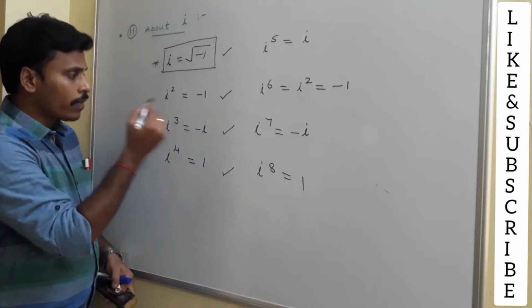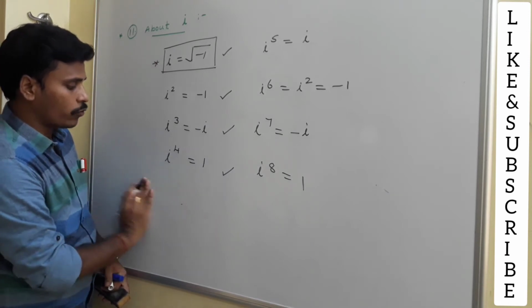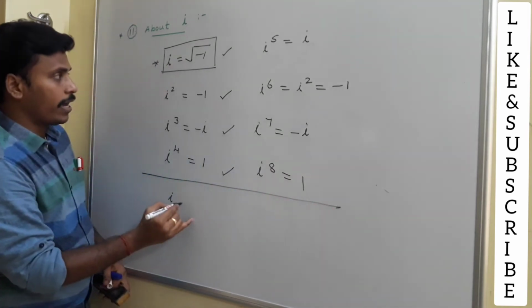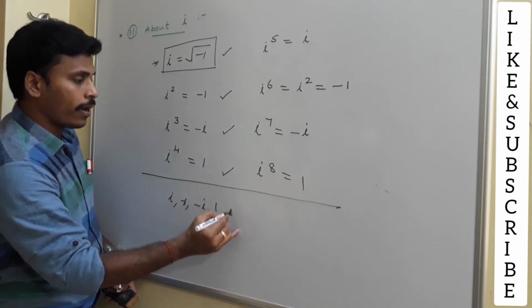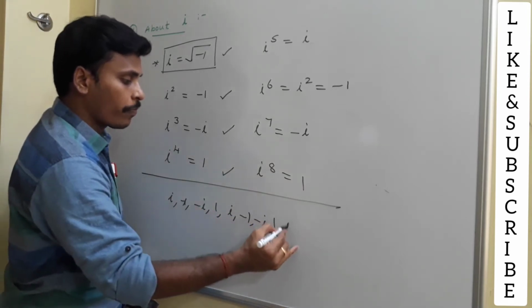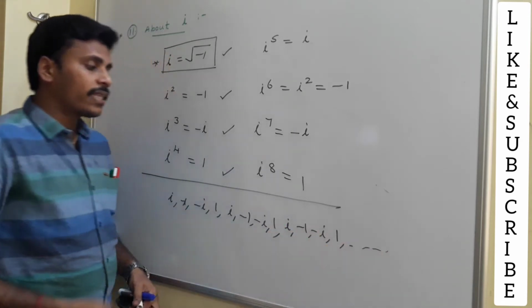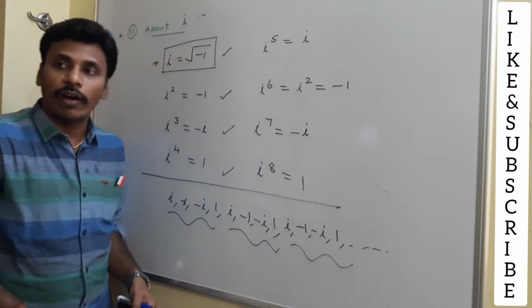If you look at this, the first one is i, right? So i, minus 1, minus i, 1. i, minus 1, minus i, 1. i, minus 1, minus i, 1. Like that, this is an oscillating sequence. For every 4 numbers, the powers of i will repeat.